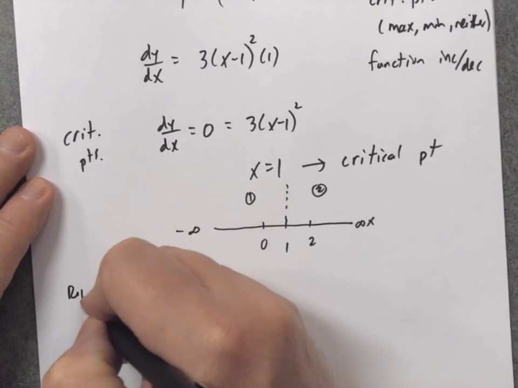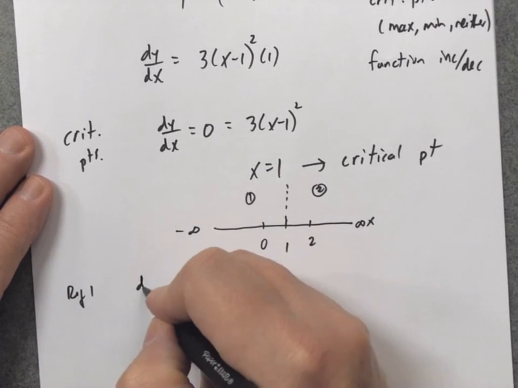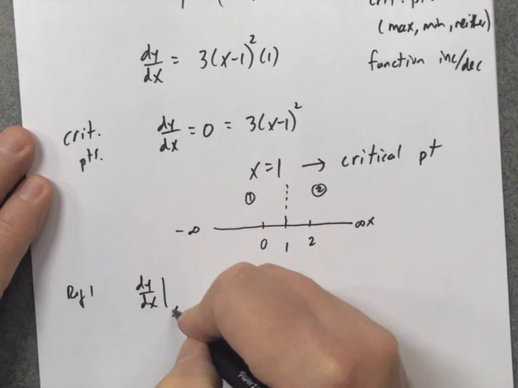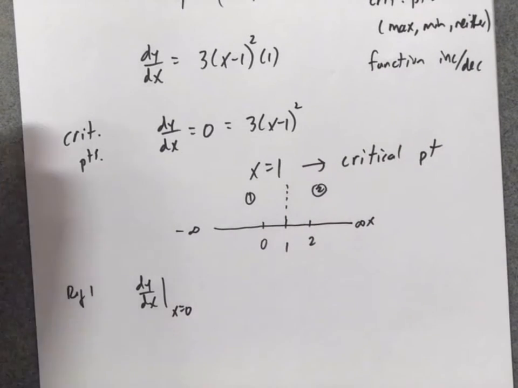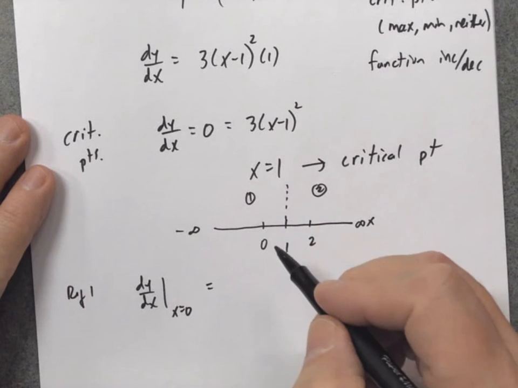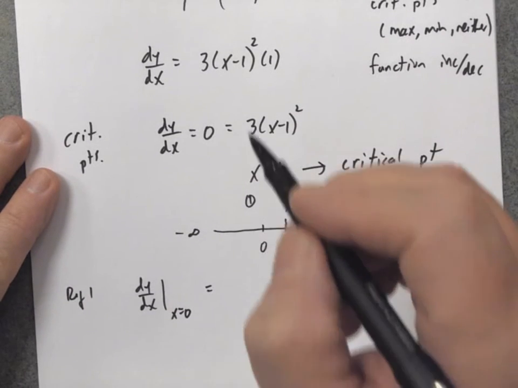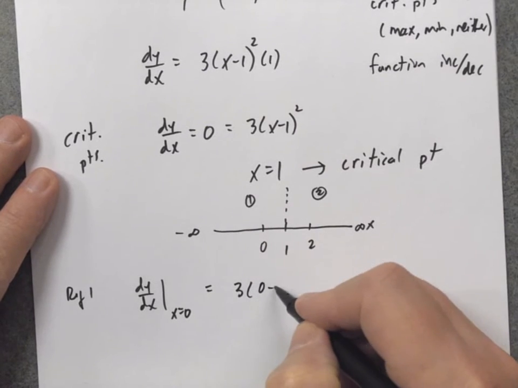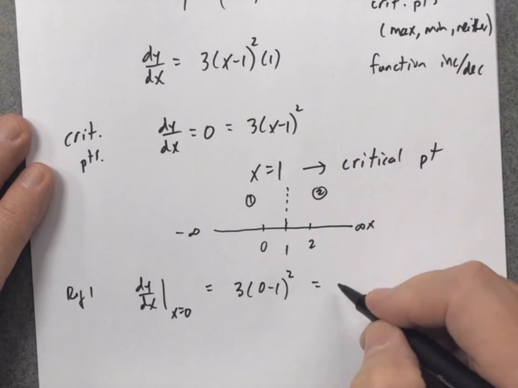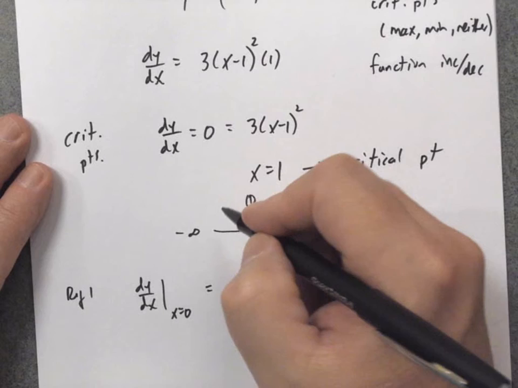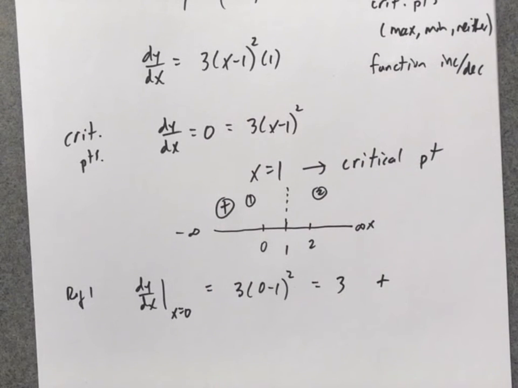So let's do that. Here's region 1. We've done this before. Basically, I'm looking at what the derivative equals when x is 0. So I'm checking region 1 now. I plug in x equals 0 into my first derivative, 3 times (0 minus 1) squared. So this is negative 1 squared, which is 1, times 3. This is 3. I've just determined the first derivative in region 1 is positive. I could also say that means the slope of the function is positive.